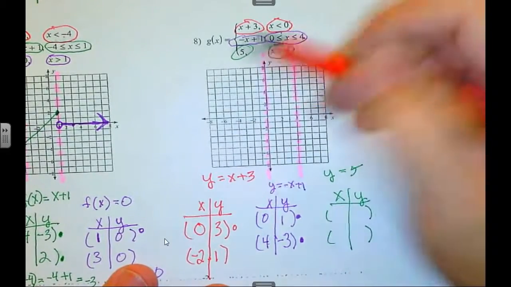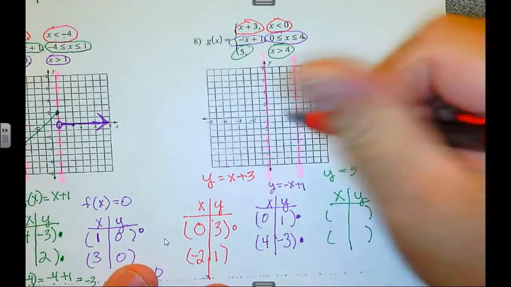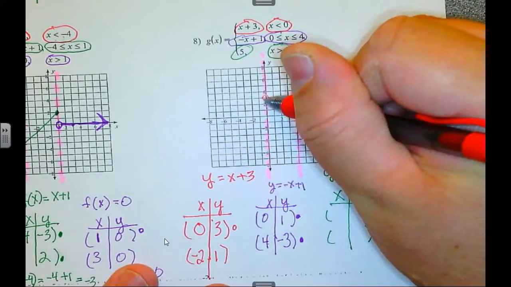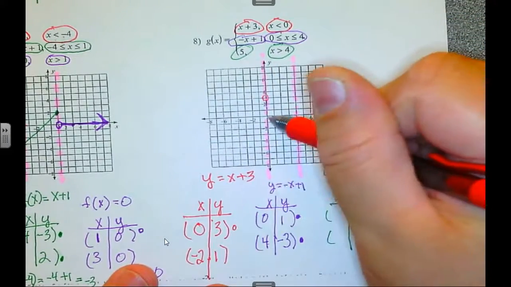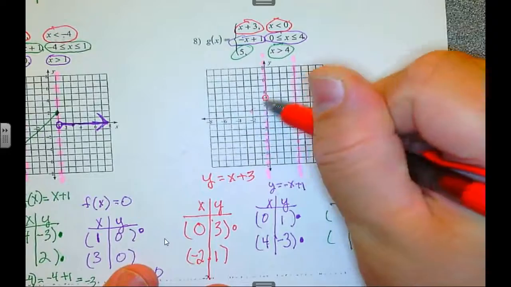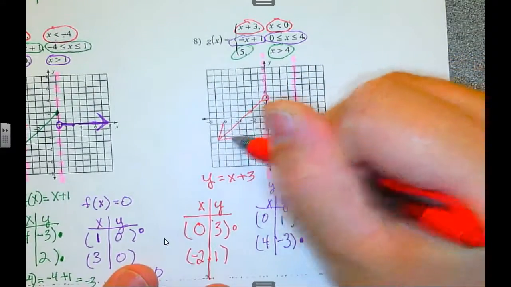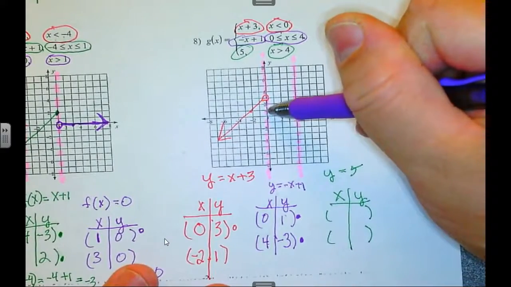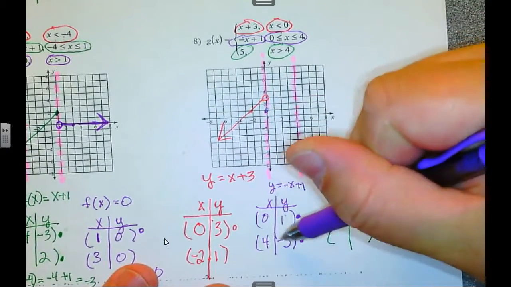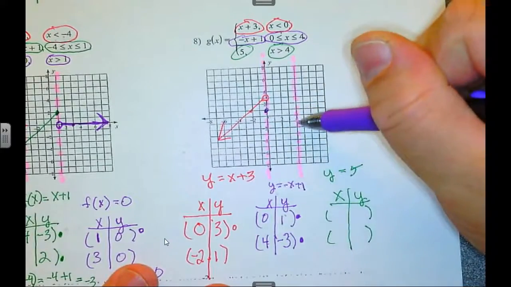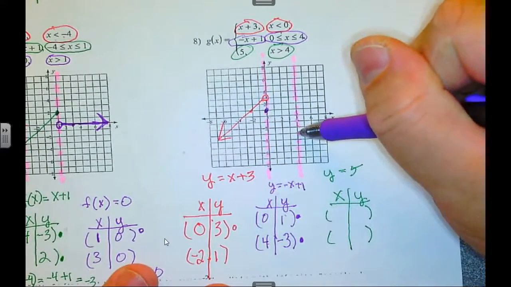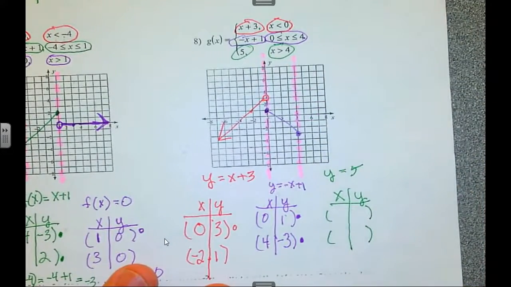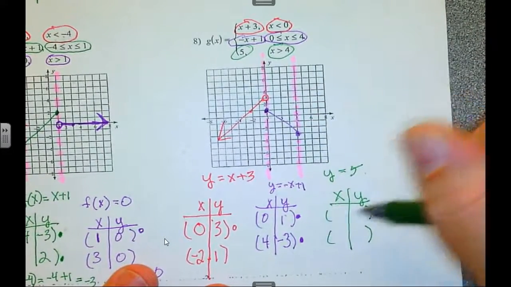Oh, let's graph them. Let's graph this one first. 0, 3. Open circle. Then negative 2, 1. Okay, here I have 0, 1. Closed circle. Here I have 4, negative 3. That's a closed circle. Here's that one. Then I have y equals 5.